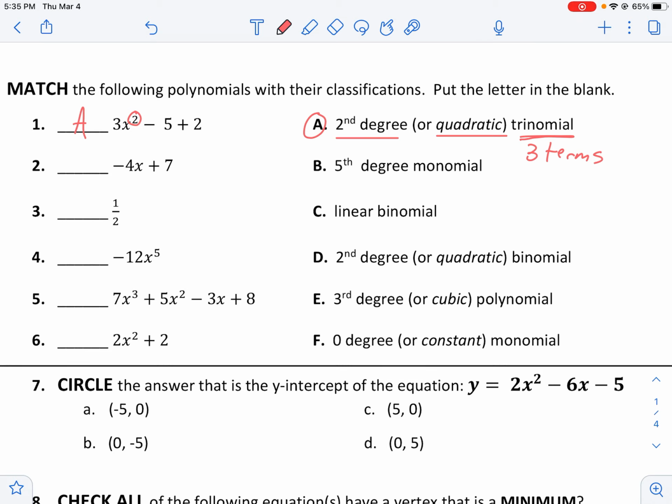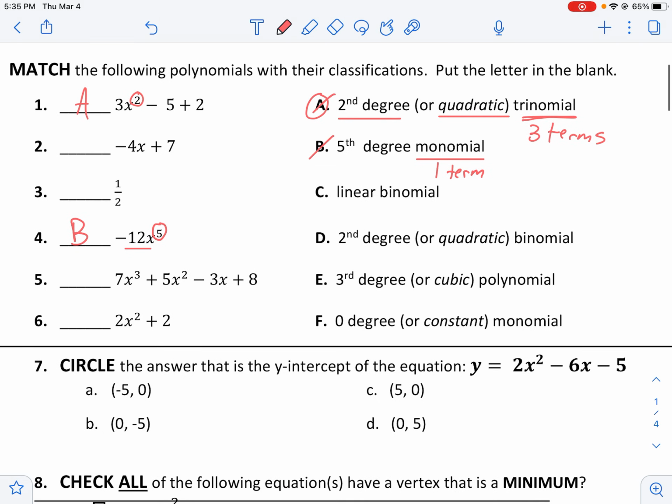The next one says fifth degree monomial. Monomial is counting for 1 term. Alright, so fifth degree means highest degree is 5. So here's a fifth degree, and it only is 1 term. So then that's letter B. So we got A and B done.